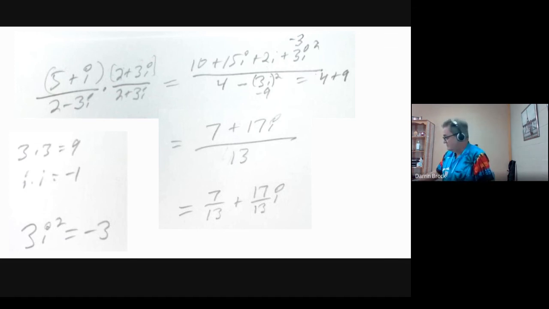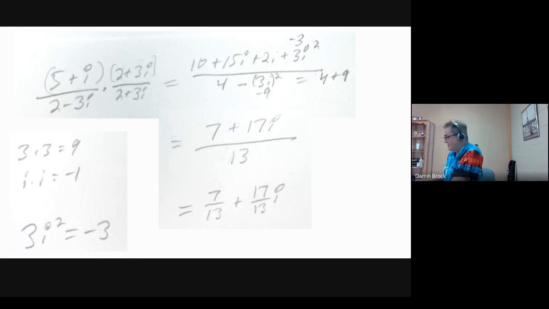But be careful. i times i, i times i times i, and so on, right? It's going to change it from -1 to +1. So pay attention to what exponent is on your i so you can simplify that correctly. That simplified to -3 right there, and that simplified to -9.